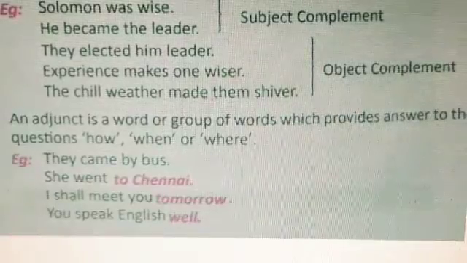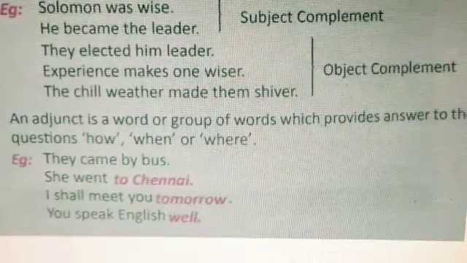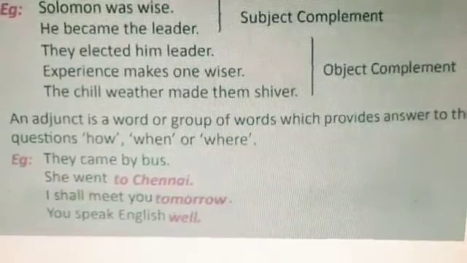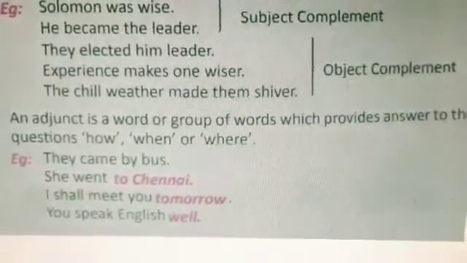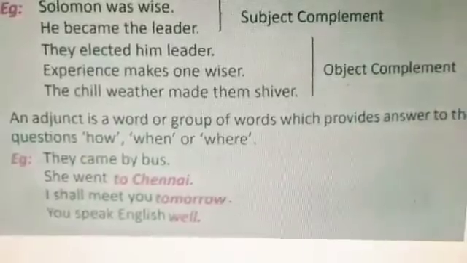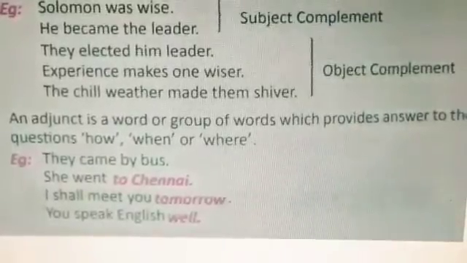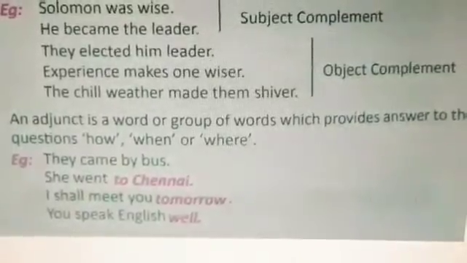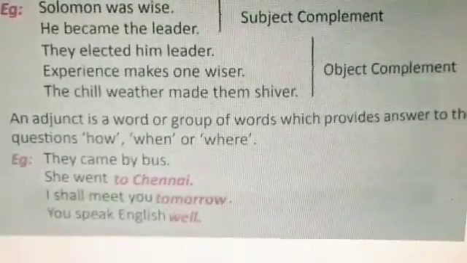But when you see All is well, it talks about the subject. So that is a subject complement. All is well. It is not an adjunct. Don't think an adjunct is only an addition in a sentence. Without that also the sentence will be complete.